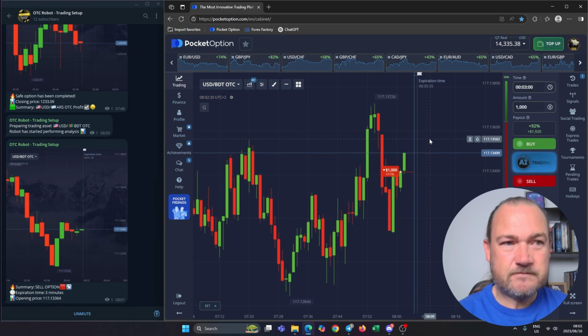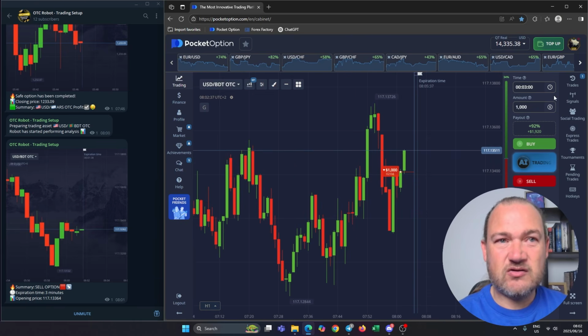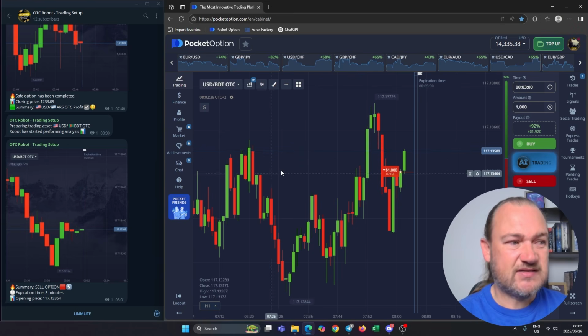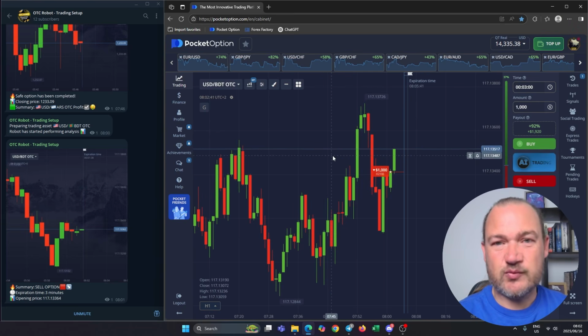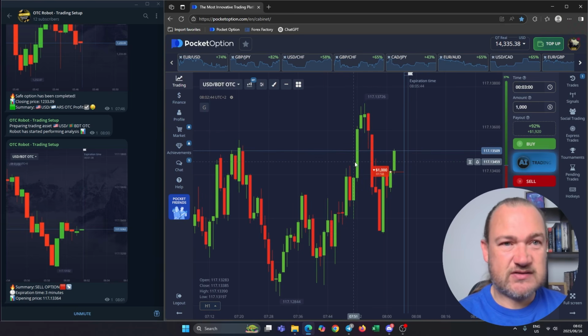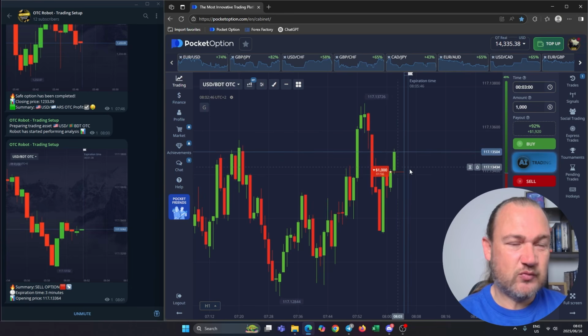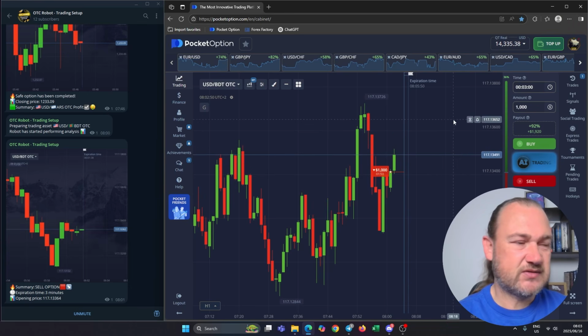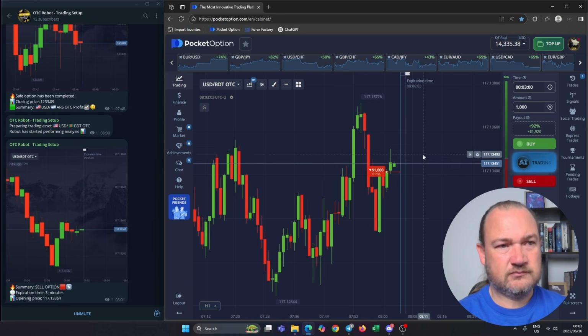We're just going to, as long as the expiry time is the same as the signal we get. Now we just need to wait for this trade to finish up. We are 1 minute into this trade. We've got 2 minutes left on this, and we'll see what happens.